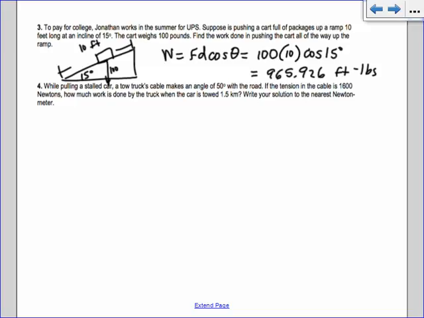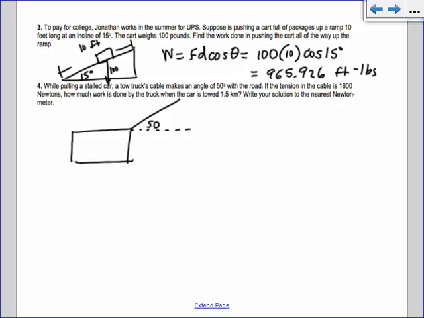And then number 4, it says, while pulling a stalled car, a tow truck's cable makes an angle of 50 degrees with the road. If the tension in the cable is 1,600 newtons, how much work is done by the truck when the car is towed 1.5 kilometers? Write your solution to the nearest newton meter. Okay, so it's a little bit different. So we have a car. You could draw an actual car if you want. I know that's a beautiful drawing.